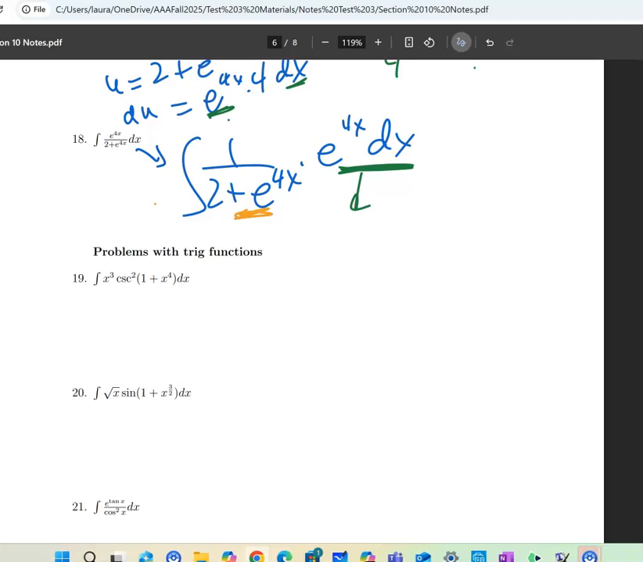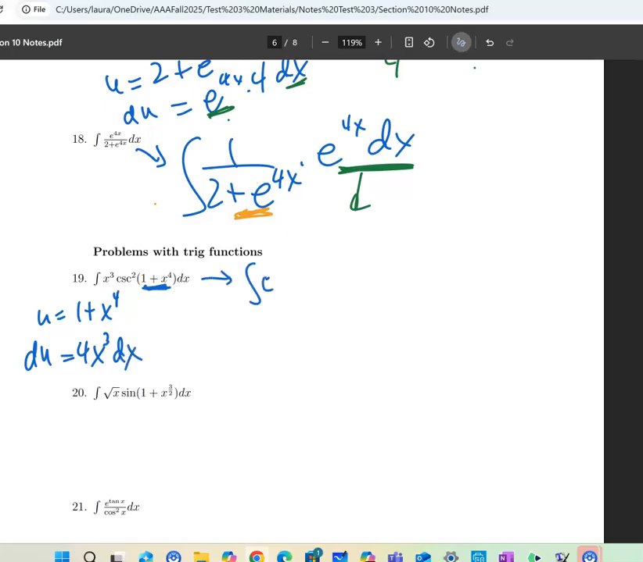Okay, this is getting hard. So I've got a cosecant squared, but I've also got this inside of the trig function. So I'm going to suggest we let u equal 1 plus x to the 4th. Then du is 4x cubed dx.